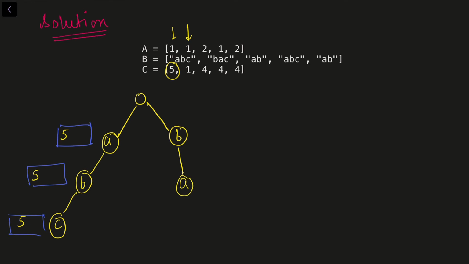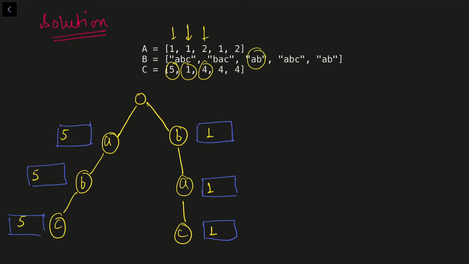B, A and C. Now again at each position I'll place all the keys associated with this prefix, right? So the key currently associated with them is just 1. So I'll put 1 here. After that I have a query of type 2 and the string is AB and the key is 4.